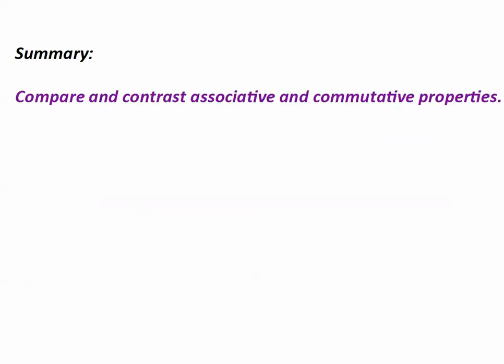Take a couple minutes to compare and contrast the associative and commutative properties. They are very much like each other, but they are different. Can you explain what is similar and different?